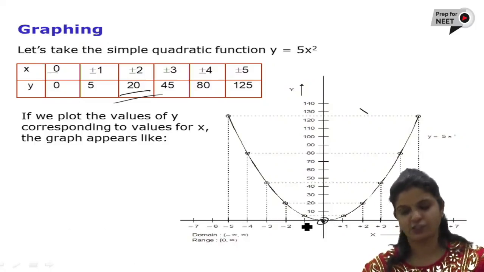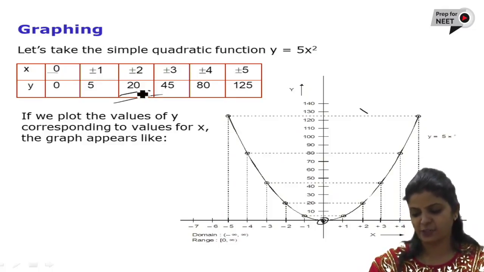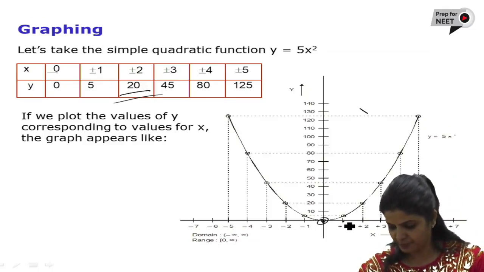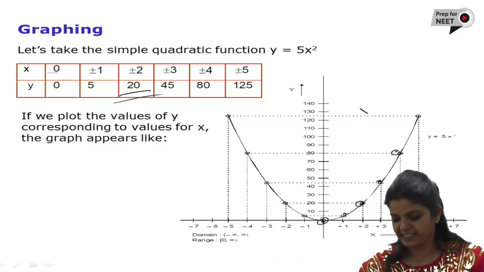First, x is equal to 0, y is equal to 0. Let's say if x is equal to 1, how much is the corresponding value of y? It's 5. Sorry, first point it's 5, second point it's 20, third point it's 45, fourth point it's 80. And we'll just check the graph.